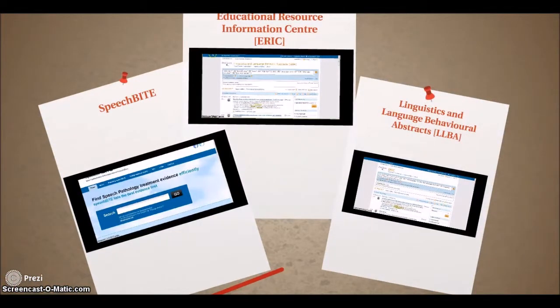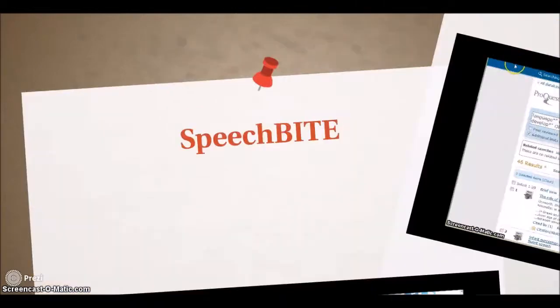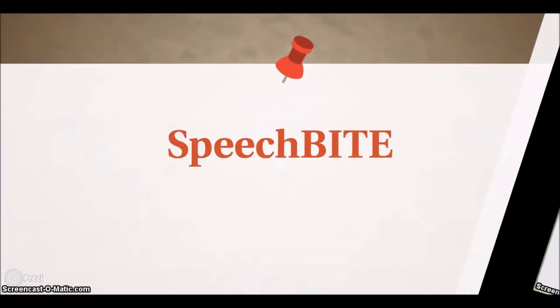3 databases were used to obtain evidence for this scenario. These databases were SpeechBite, Language and Linguistics, and ERIC. SpeechBite is a speech pathology database which contains detailed information on intervention techniques. All articles are rated for credibility. However, due to the amount of detail for each article, SpeechBite often contains fewer results than other search engines.